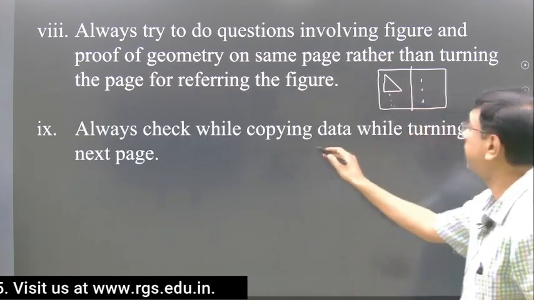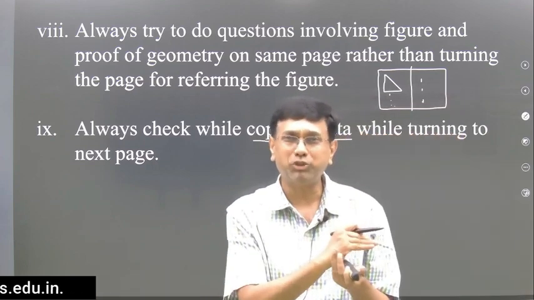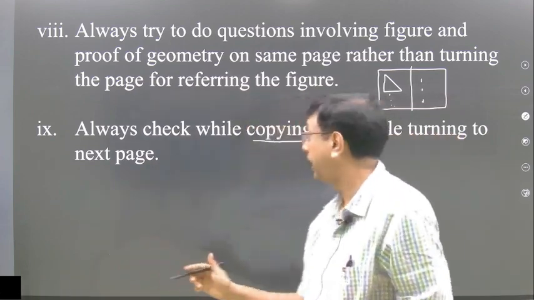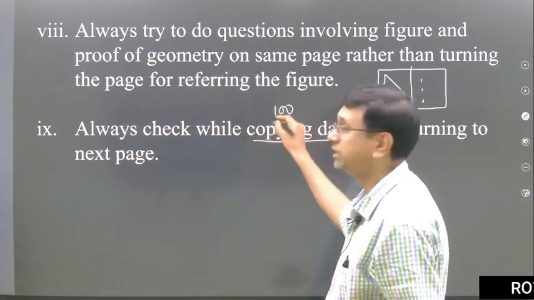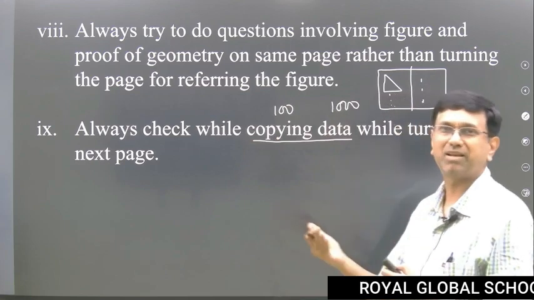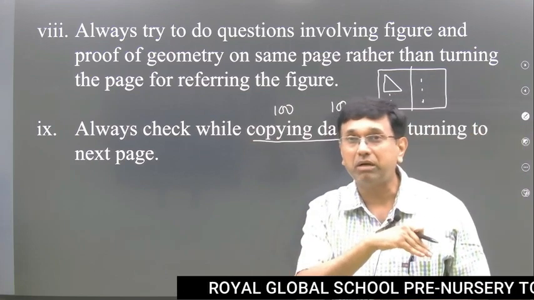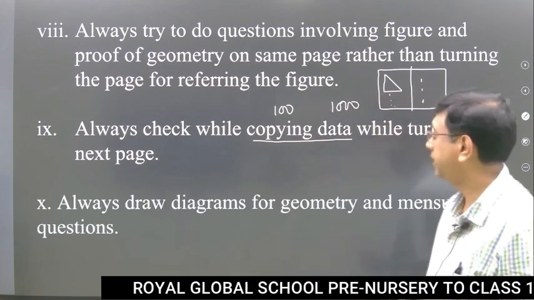Always check while copying. जल्दीबाजी में क्या होता है? Turning the page, in the previous page you are on a data and then you are moving to the right. For example, 100 था previous page में, अब next page copy होते होते 1000 बन गया. Your entire answer goes wrong and then you spend time. So keep a check while you are turning the page to the next page.